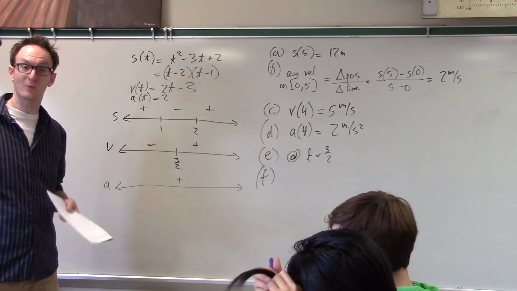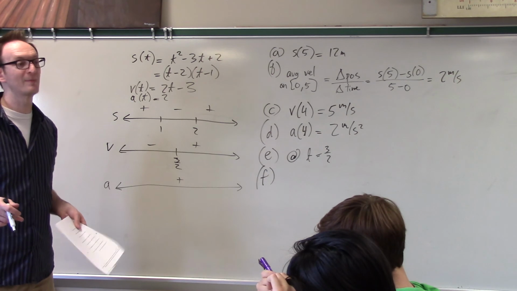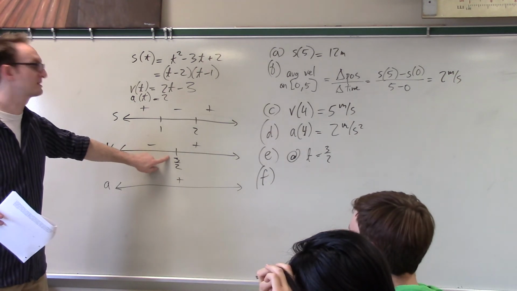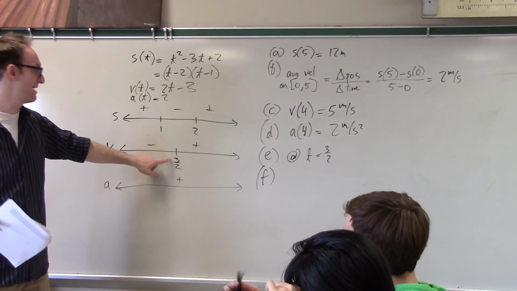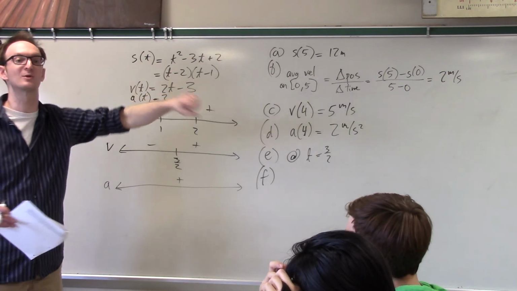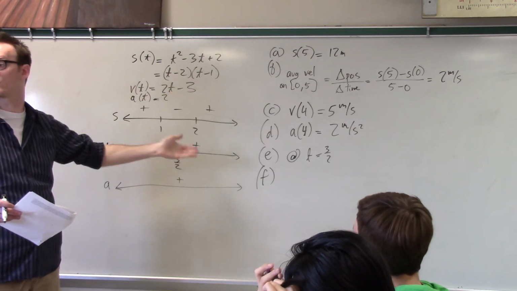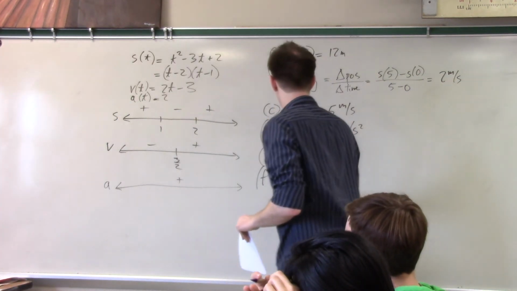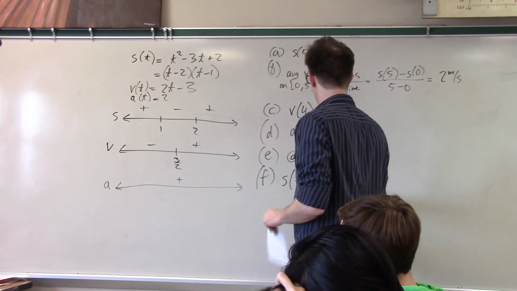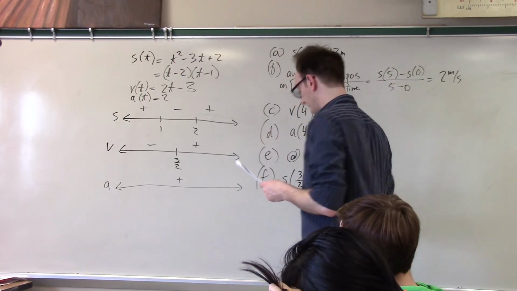That's the math way of thinking about it. The common sense way is: I'm moving to the left for all of eternity, and then at 3/2 I turn around and start moving right again. So when am I going to be farthest to the left? At 3/2. Either way you look at it, s of 3/2 is the answer, and that is -1/4.